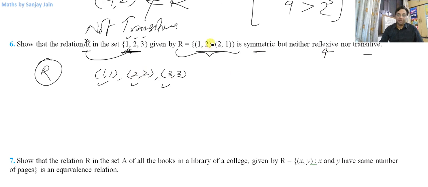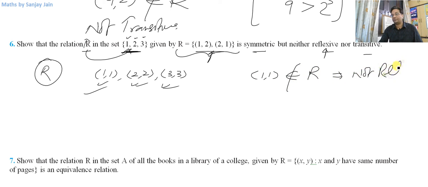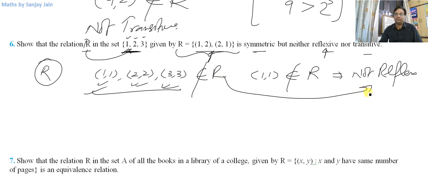But as you can see, none of these is present here. Even if one of these was not present, we could have said that it is not reflexive. So let me choose only one. I'll say 1 comma 1 doesn't belong to this relation R, hence it is not reflexive. Or you can say that these do not belong to relation R, hence it is not reflexive. For saying it is not reflexive, even one exception is enough.